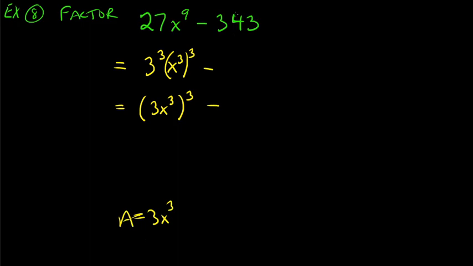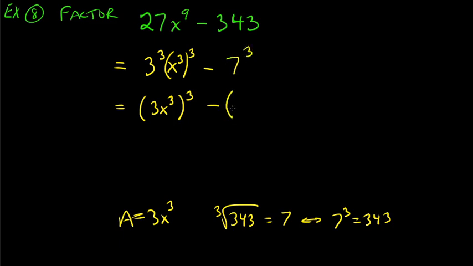What about b? So 343. If that does not look familiar, take the cube root of 343, and that should give you 7. So reverse it, 7 to the 3 is 343. So it is a perfect cube, but it's one that you probably are not going to memorize. 7 cubed. So that tells me that b is 7.